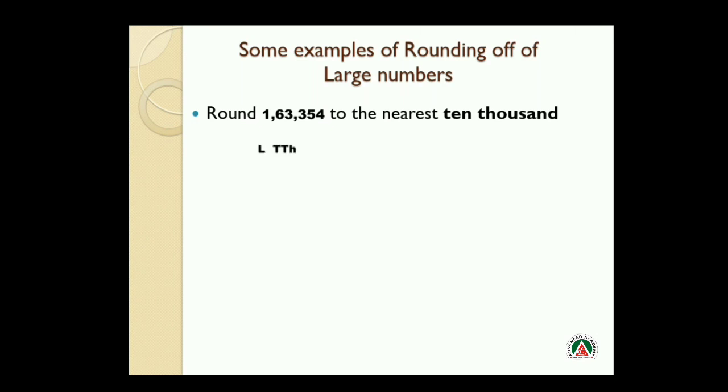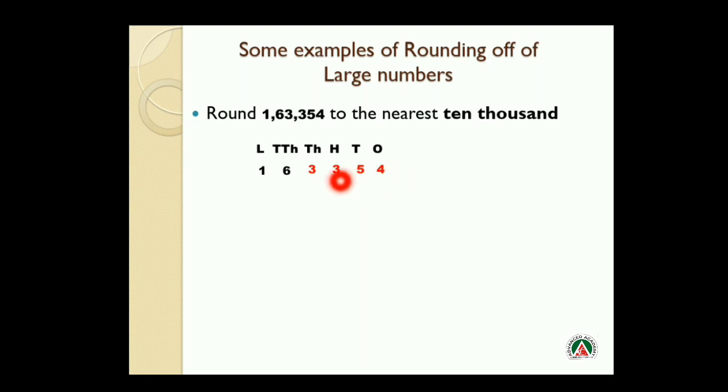So first, we just write this number in place value. As you can see, we have to round off this number to the nearest 10,000. So just keep this in your mind: till 10,000 we will have any digits, and after this surely 0 will come.